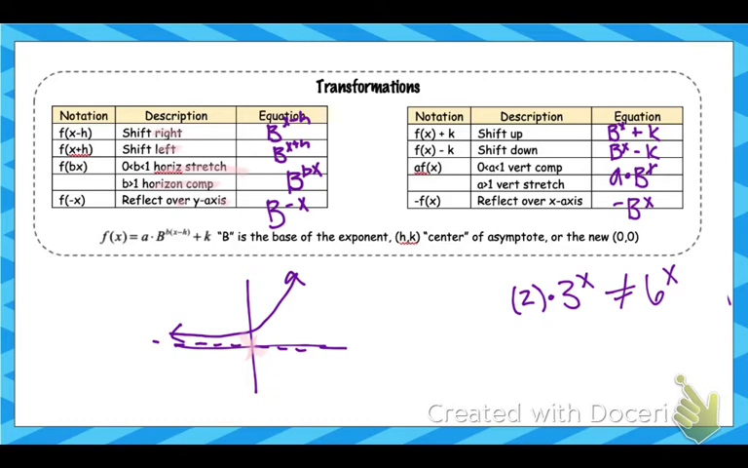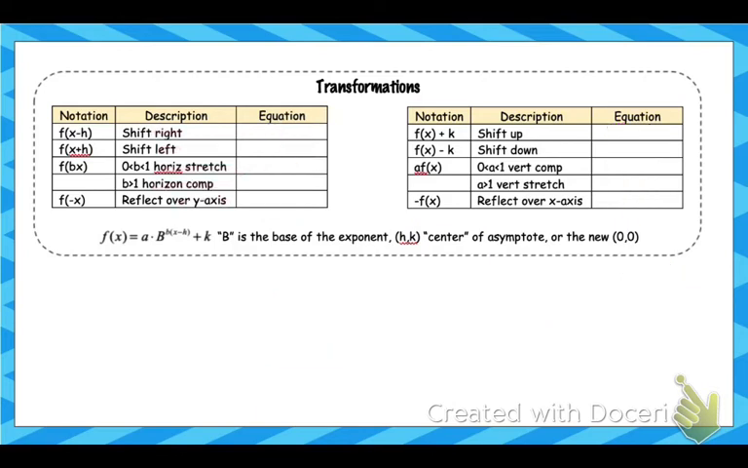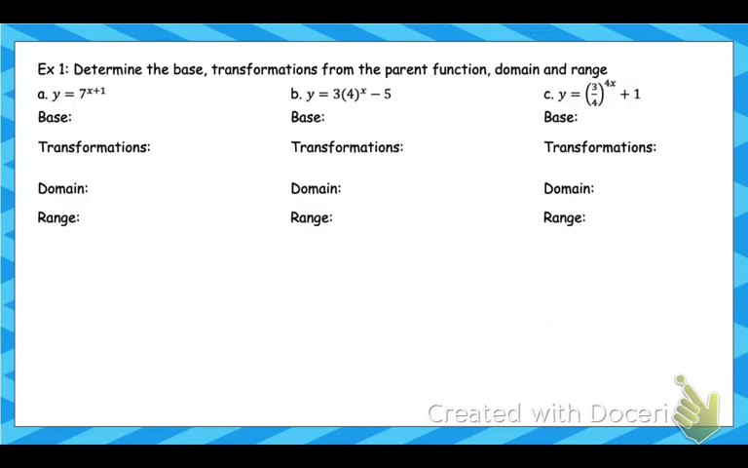I'm calling that point the center of the asymptote. Now, it's not really the middle because asymptotes don't have middles, but it's going to be our new 0, 0. It's where our origin really has kind of shifted to. It's also where we're going to make our horizontal asymptote, which is a really important feature on the graph. So first thing we'll do is just identify some information before we actually sketch these graphs.